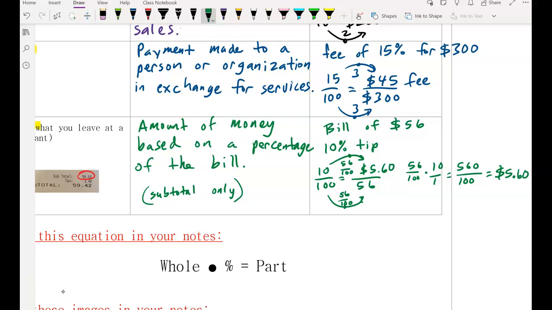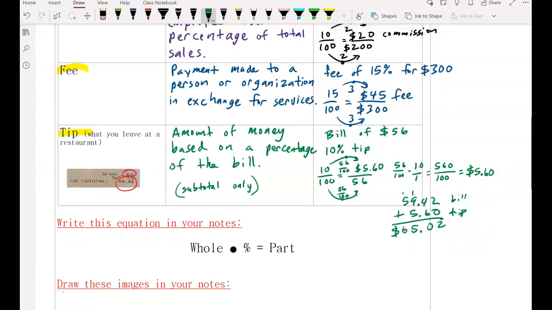So then you would add that to the total of your bill. Now remember, if you look over here, the total of your bill was $59.42. So $59.42 plus the $5.60, you're going to pay a total of $65.02. This is your bill, and this was the tip. Tips are important. Okay, let's move on to the next item.